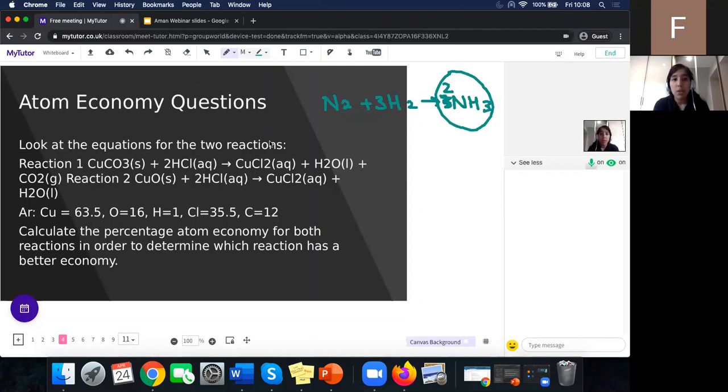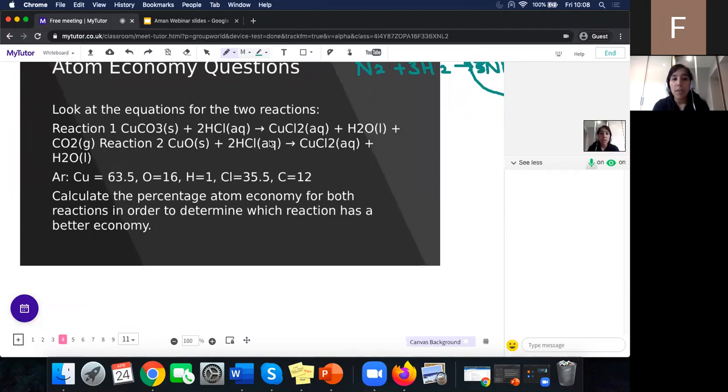Okay, brilliant. So let's go on to this question then. We've got 2 reactions here, and we need to calculate the percentage atom economy for both reactions in order to determine which reaction has a better atom economy. They've not told us which product we want, but we can always assume that we want the product that's not water, because usually when we do reactions, it's not water that we want. So in this case, it's copper chloride. So the MR of copper chloride will be 63.5 plus 71, which is 35.5 times 2. So if we do 63.5 plus 71, we get an answer of 134.5. So the MR of copper chloride is 134.5.